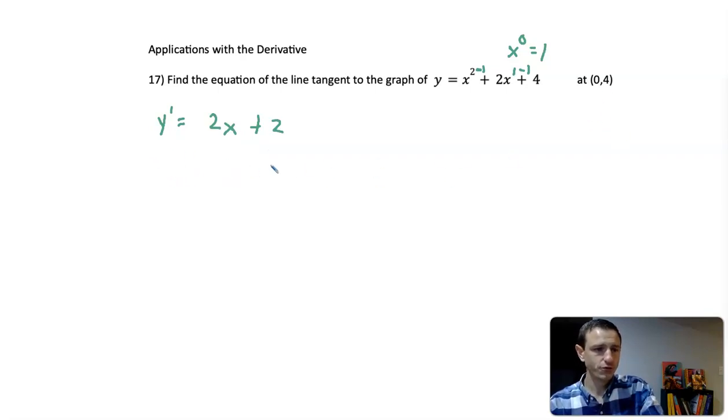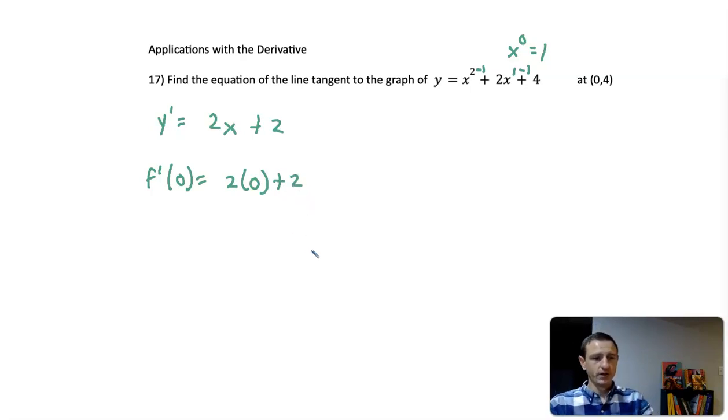Now, we want to come up with an equation of the line tangent to the graph here. So this line represents the line tangent to the graph, the slope, or the derivative. Now we want to get the slope at a certain value of that x value. So we're going to do f prime of 0, and have 2 times 0 plus 2. Because what we want to know is what is the slope at the x value of 0.